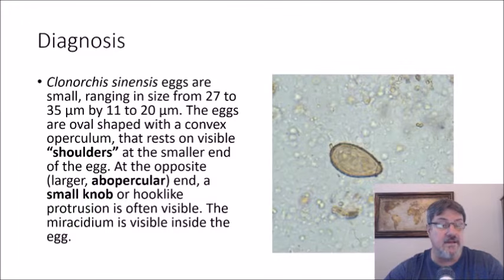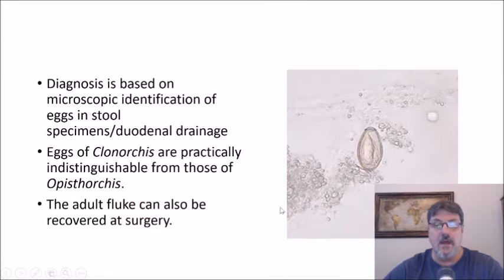At the opposite end, you have a large abopercular end, which you may see a small knob or hooklet at the end of it, and it's often visible. The miracidium is visible inside the egg frequently. So often you can see the parasite within the egg. You can see that in this picture too. Here's the broad shoulders, the operculum, the abopercular knob, and the miracidium inside it.